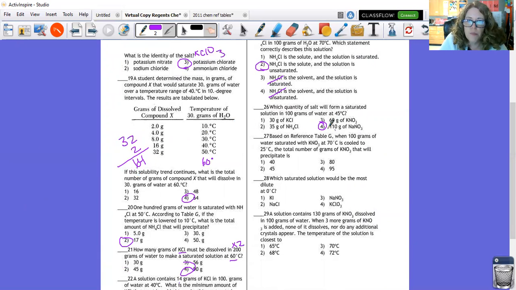Okay, so based on reference table G, when 100 grams of water is saturated with KNO3 at 70 degrees, and then it is cooled to 25 degrees, we need to figure out how much is precipitated. That means falls out. So I need to find the 2 points and subtract them, right? So I need to find a saturated solution of KNO3, okay? And I'm going to do that at 70 degrees.